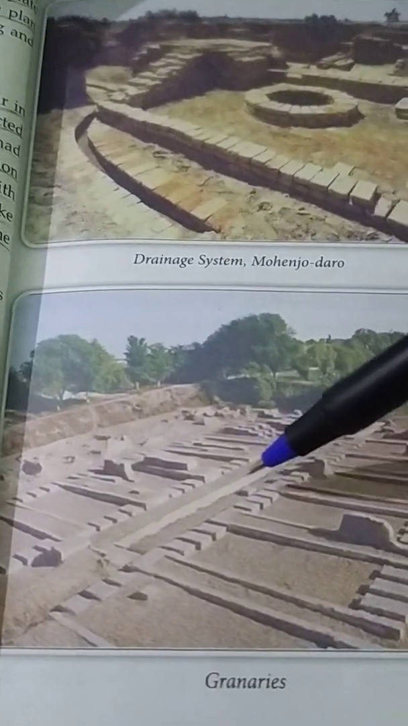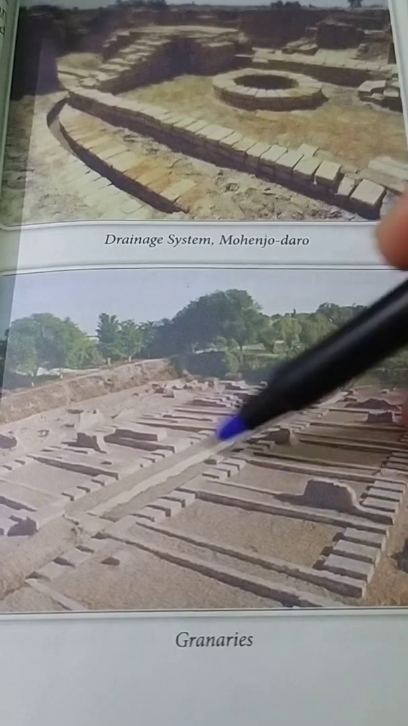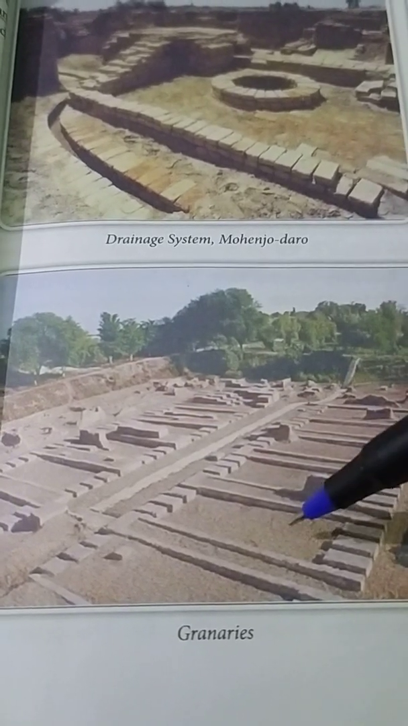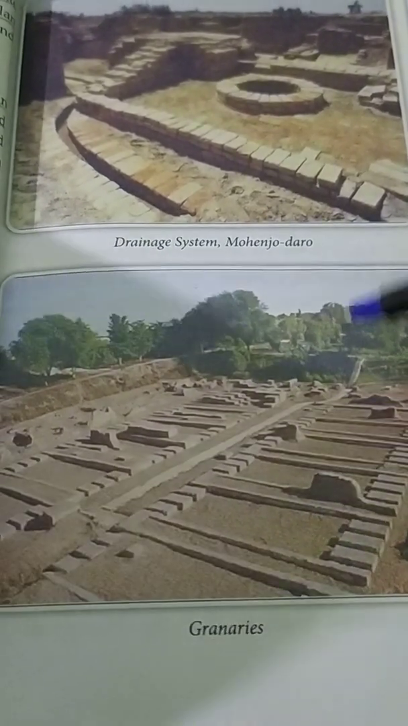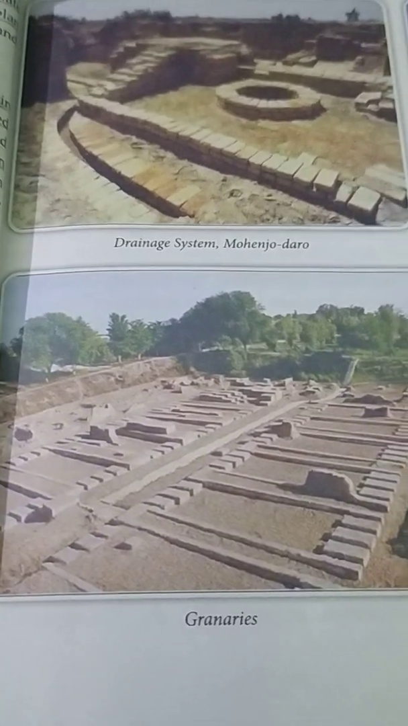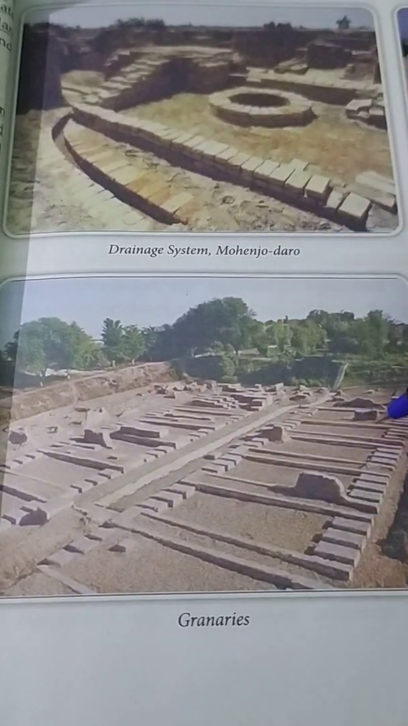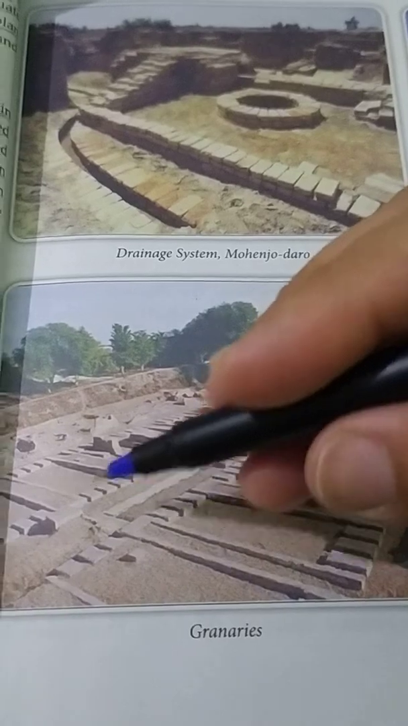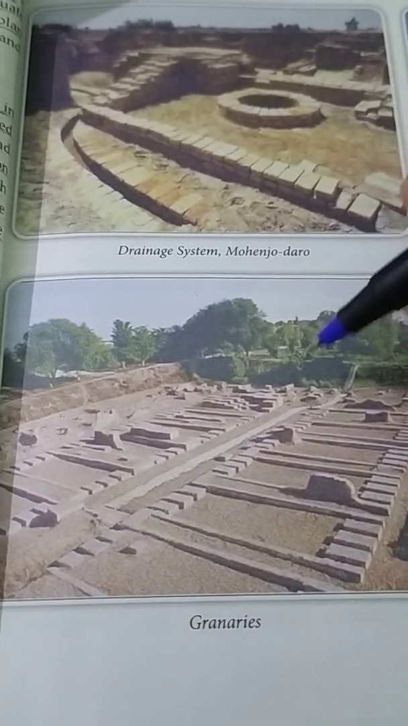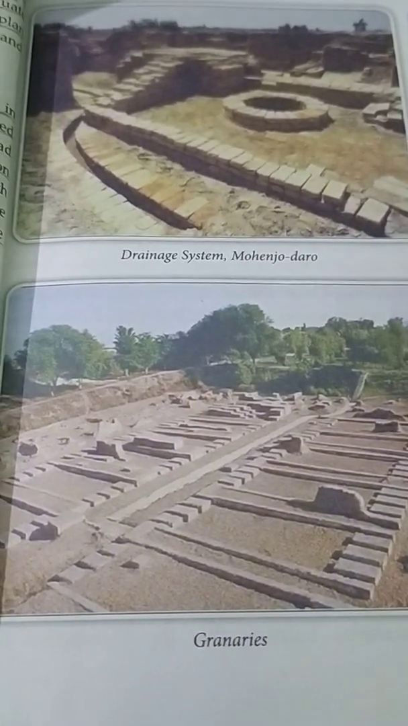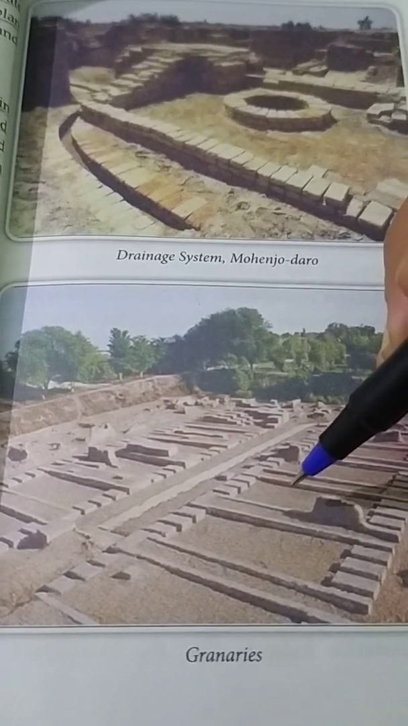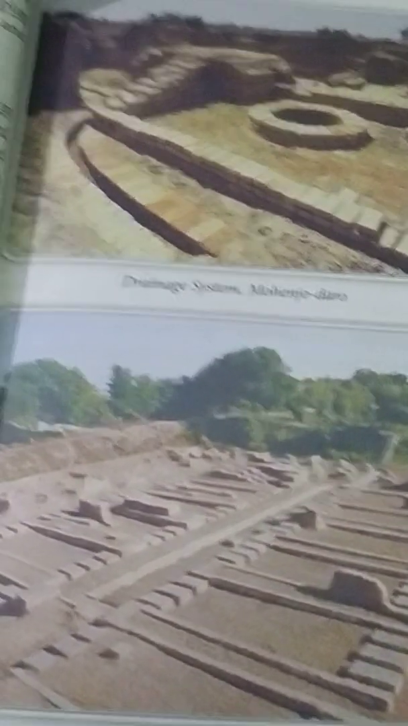Then next is the granary. It has been, you can say, destroyed. Granary used to be there where the grains were kept for the whole city. Whatever used to be the crop, it was kept in these granaries. We cannot see the walls here, but still we can see that this was a very huge structure at that time. So granary was used to keep different kinds of grains like rice and wheat and all.